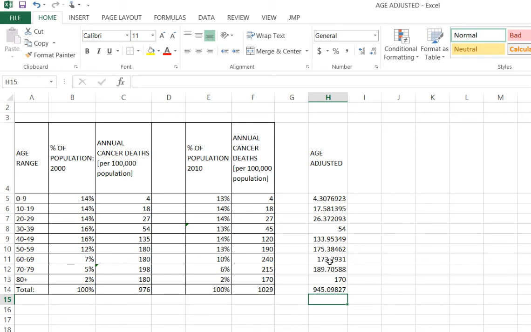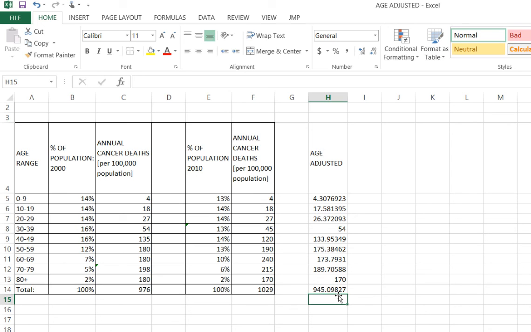And look at that. So with the age-adjusted population, you can actually see that instead of the cancer death rates increasing from 2000 to 2010, from 976 to 1,029 per 100,000, the cancer death rates actually decreased from 976 per 100,000 to 945 per 100,000.